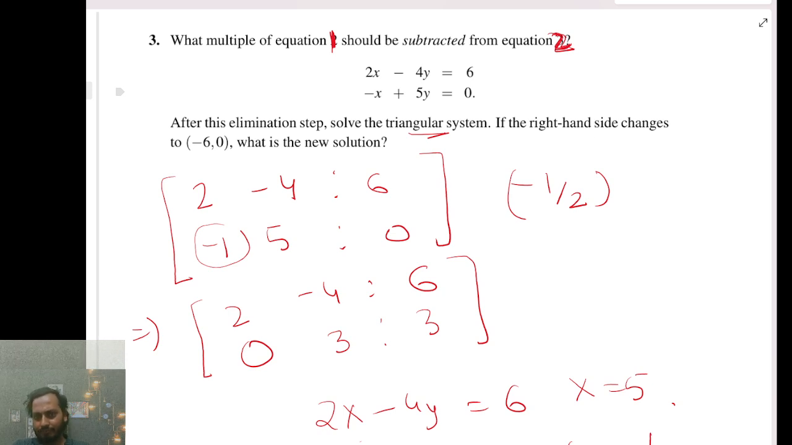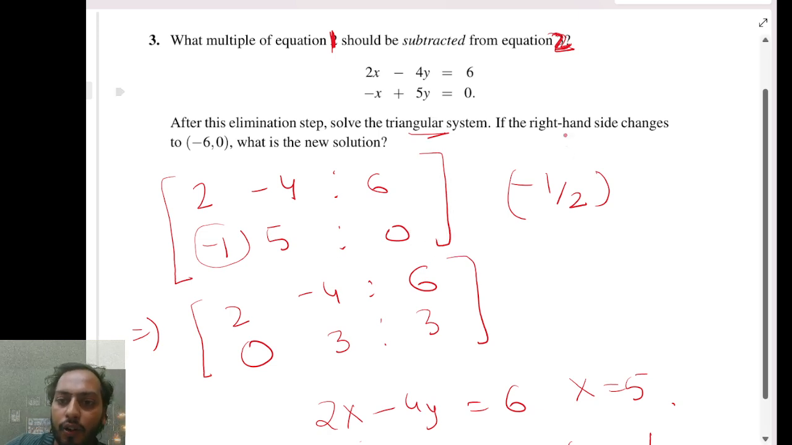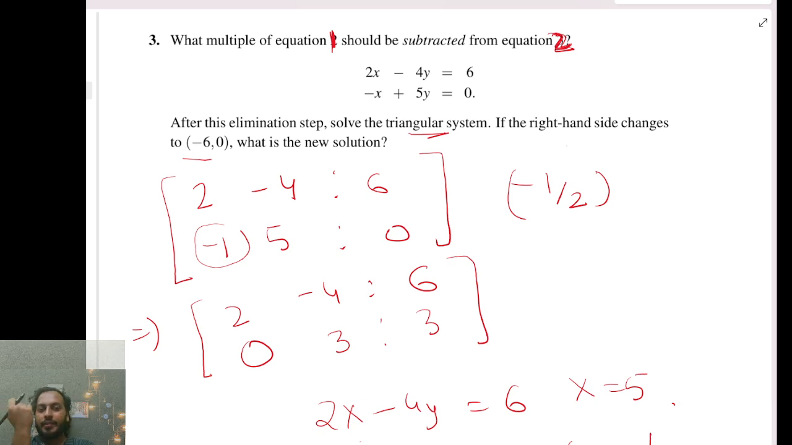Is it okay? Now they are asking, if you change your right hand side from 6 to minus 6, what's the meaning? Your destination was 6 initially. Now your destination is the mirror image of that, completely down, the same amount down. What will be the new solution?